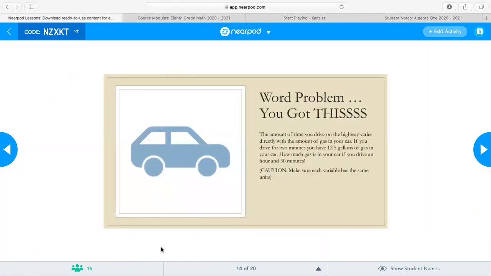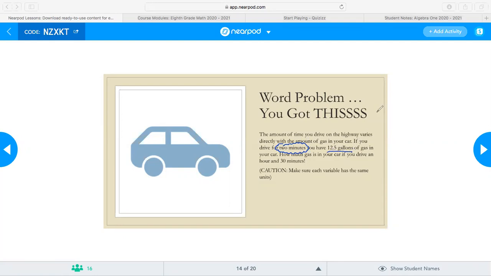Word problem. Word problem doesn't mean harder, okay? That does not mean, oh, automatically hard, okay? We got word problems. They ain't got nothing on us. Now this problem, the answer is not gonna make sense. I messed up on writing the problem, but we still will get an answer. So the amount of time you drive on the highway varies directly with the amount of gas in your car. If I drive 2 minutes, I have 12.5 gallons of gas in my car.